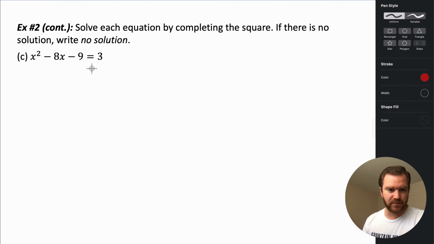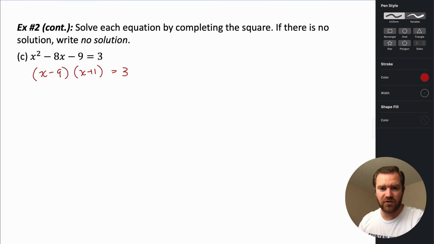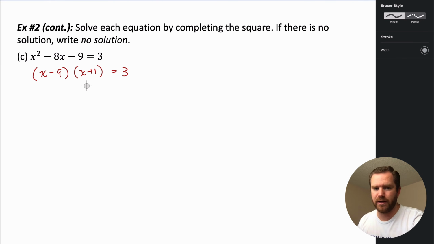So let's take a look at this one. Now, the left side is actually factorable. I could factor the left side. If I factored the left side, it would end up being x minus 9 times x plus 1 equals 3. Now, when we were trying to solve by factoring, we didn't have a 3 product property. It was called the 0 product property. There's no rule that tells us when I have two factors that multiply to be 3, one or both have to be 3, right? That doesn't work.